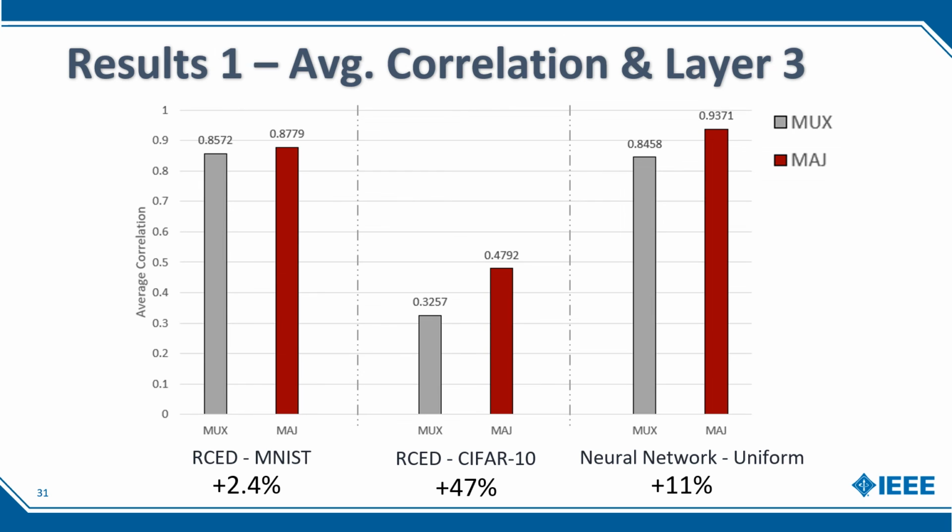We observe that the average layer 3 correlation increases for both circuits when the mux adders are replaced with majority adders. We also note that the percentage of correlation increase is highly dataset dependent, as the switch to majority gates increases the average correlation by 47% in the case of CIFAR10, but only 2.4% in the case of MNIST. We note that this is likely because the pixel values in MNIST tend to be more correlated with each other than CIFAR10, which results in better bit correlation after the first layer.